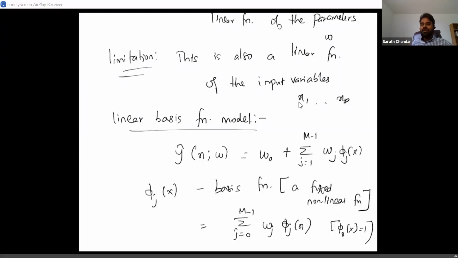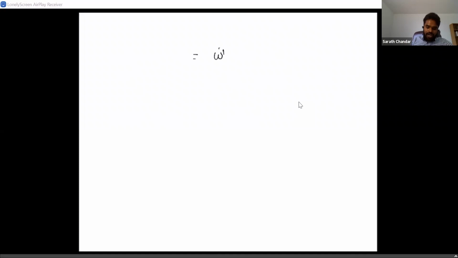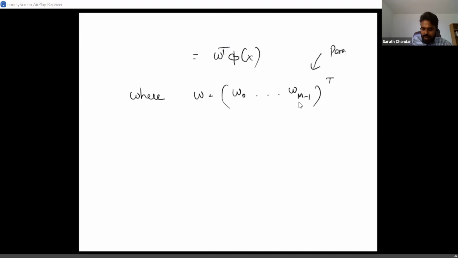I just add a 1 to the input so that 1 times w0 goes inside the summation. So now this thing can be written as w transpose phi of x, where w is given by w0 to wm minus 1. This is the parameter vector. And then we have phi, which is phi 0 to phi m minus 1. So this is my input vector.